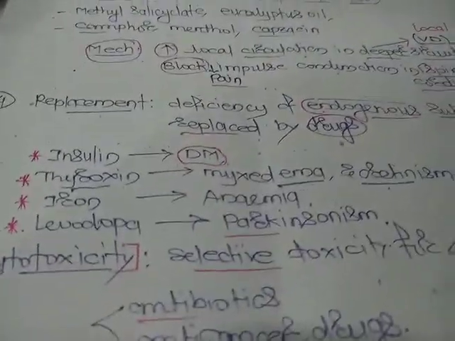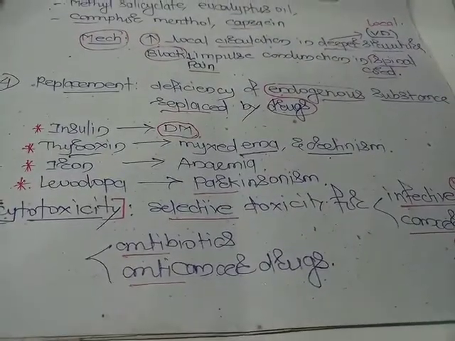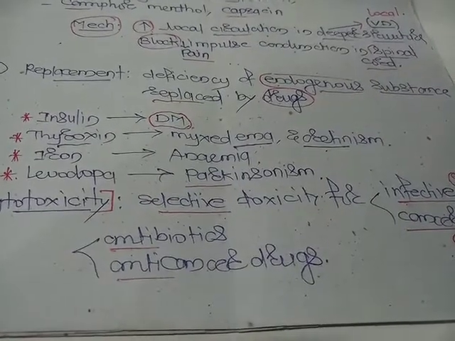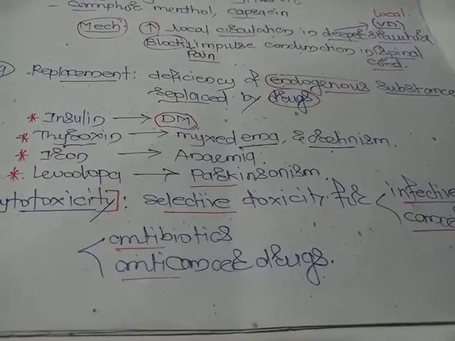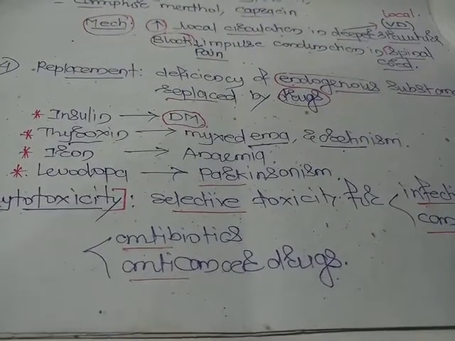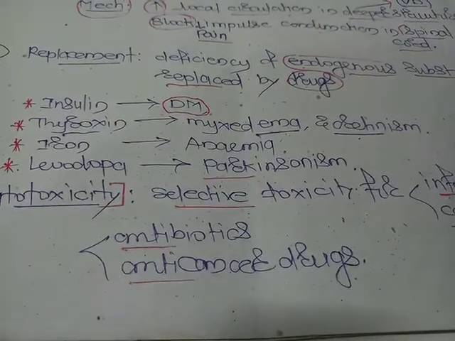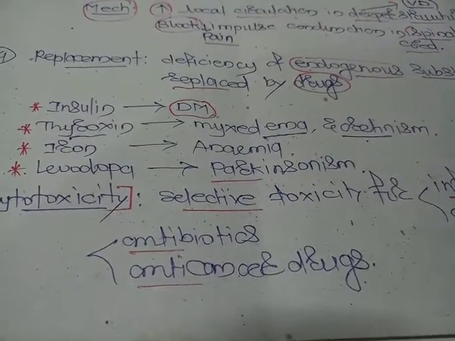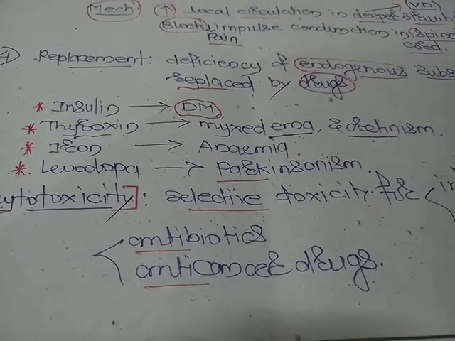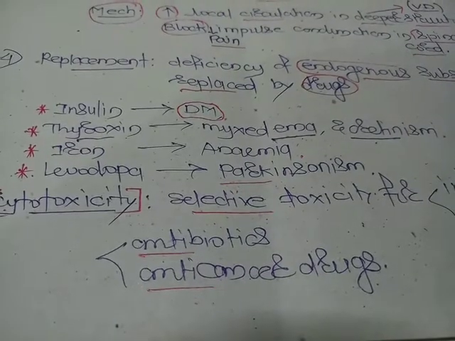Now the fourth principle is replacement. Replacement means whenever there is a deficiency of an endogenous substance, it should be replaced by a drug. In case of diabetes mellitus, there is a deficiency of insulin, so endogenous insulin is replaced by conventional preparations of insulin, human insulin.